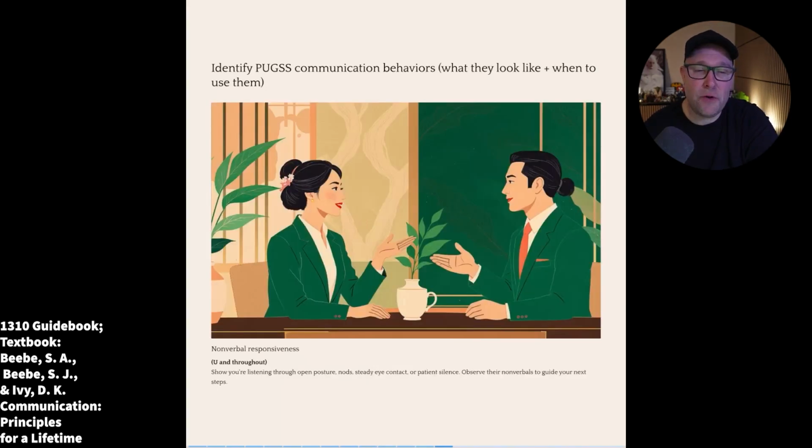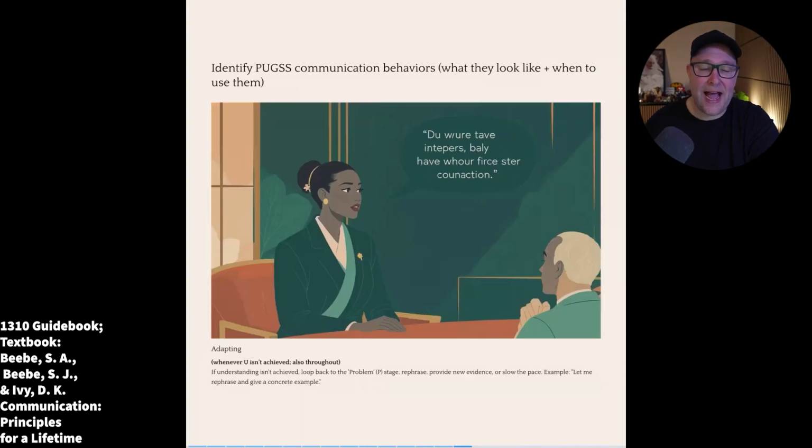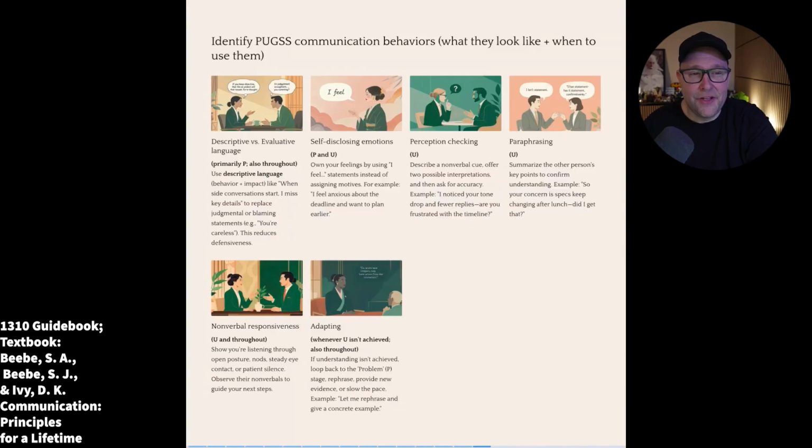Did I get that? Nonverbal responsiveness can be employed through the U and throughout. Show you're listening through open posture, nods, steady eye contact, or patient silence. Observe their nonverbals to guide your next steps. Adapting can be used whenever U isn't achieved, but also throughout. If understanding isn't achieved, loop back to the problem P stage, rephrase, provide new evidence, or slow the pace. For example, let me rephrase and give some concrete examples here. So to review, we have descriptive versus evaluative language, self-disclosing of emotions, perception checking, paraphrasing, nonverbal responsiveness, and adapting.